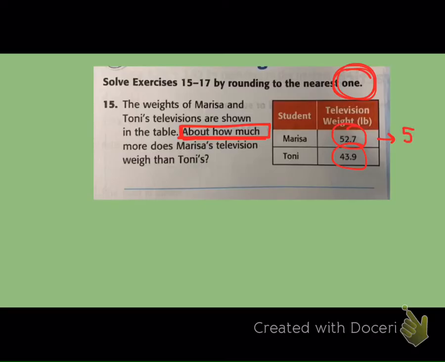All right, so we're going to round this number to the nearest 1, 52 and 7/10. That would become 53. 7 is going to make that 2 get bigger. And we are finding a difference, so we are subtracting. 43 and 9/10 becomes 44. And then we go ahead and subtract those two. We have to borrow there, and it becomes 9. So it's about 9 pounds heavier, approximately, because of about how much.